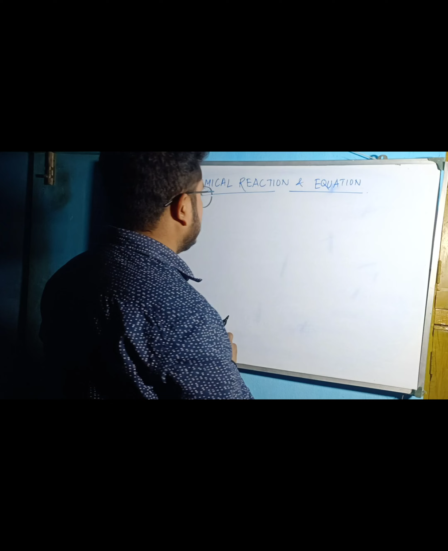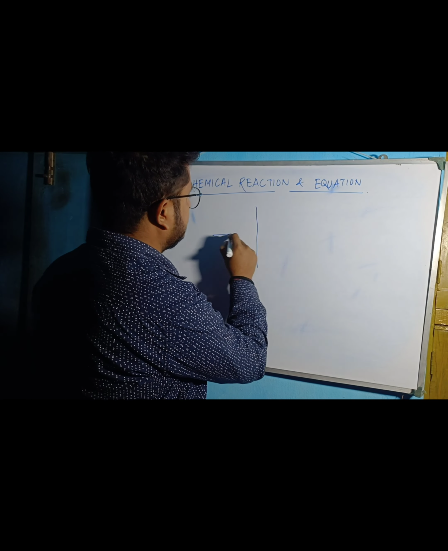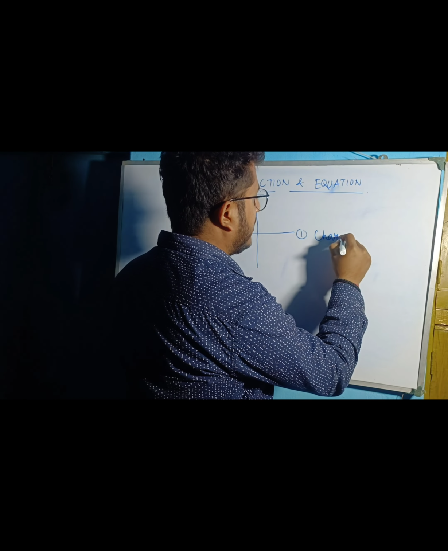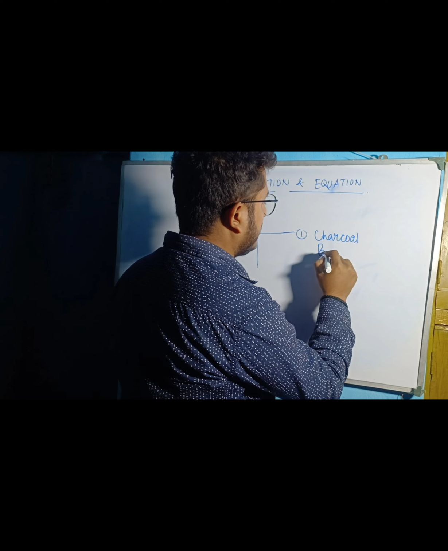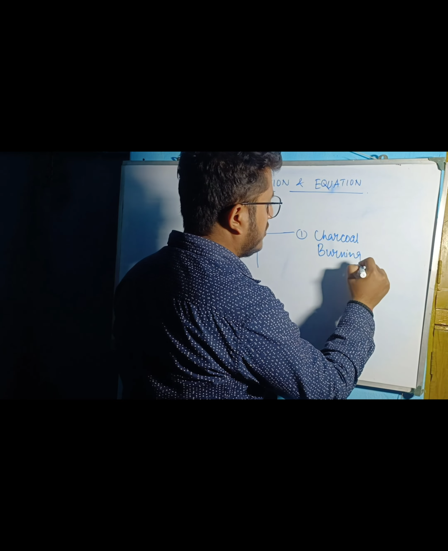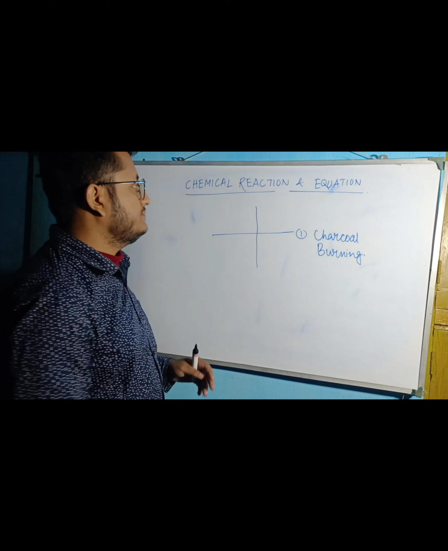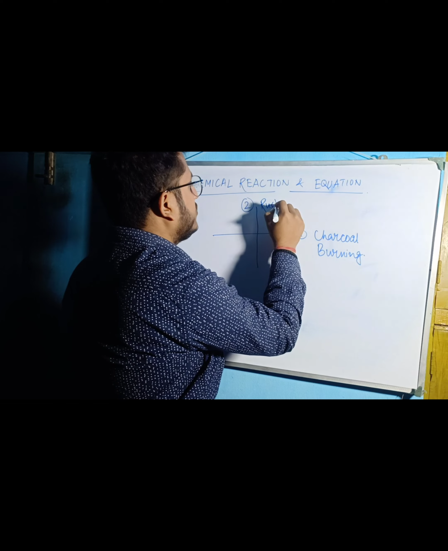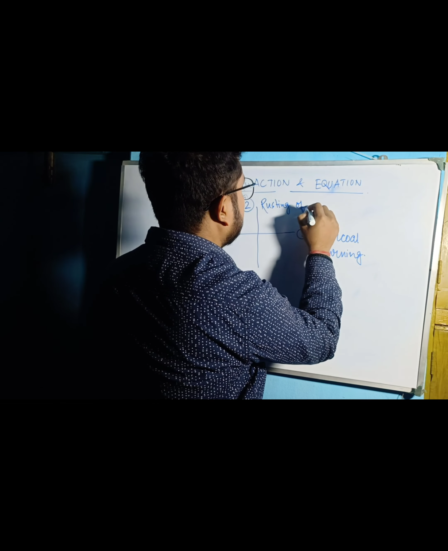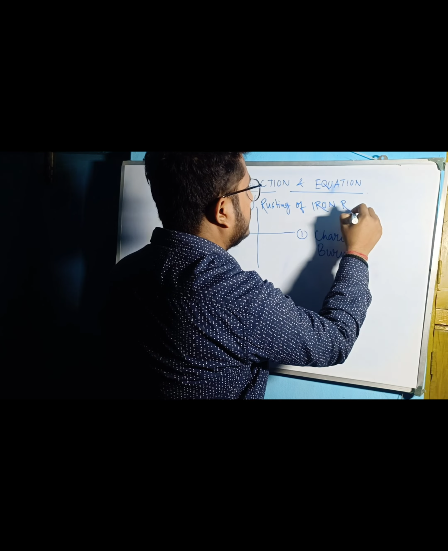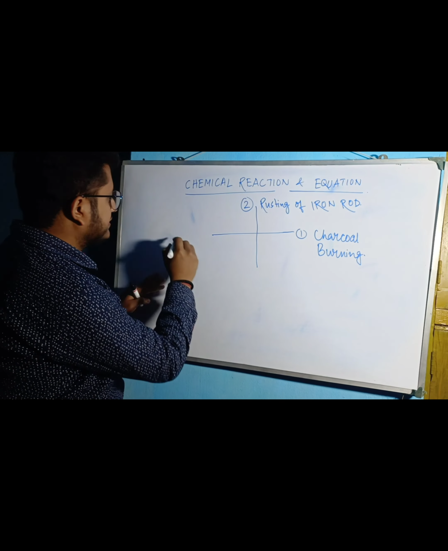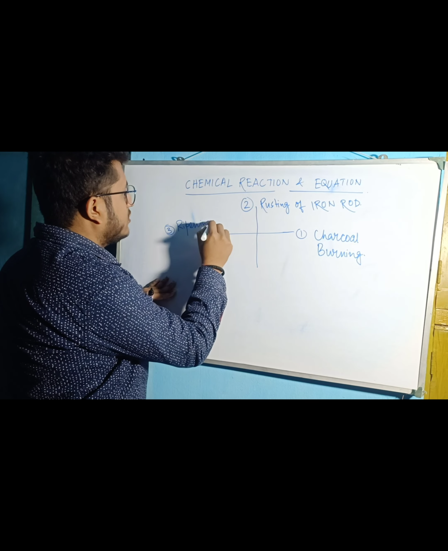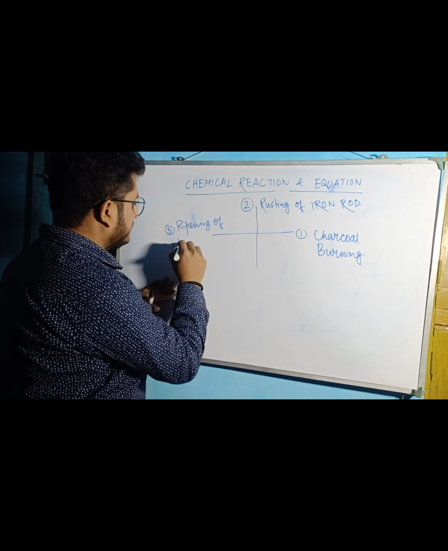Let's take some daily life examples. First example is charcoal burning. Burning of charcoal. Second, rusting of iron rod. Third example is ripening of fruits. Ripening of edible fruits.